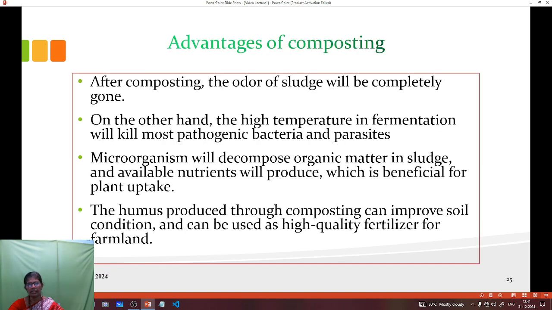As advantages, we can say that the odor will be reduced after composting. The temperature during the composting process will kill the pathogenic bacteria and also parasites. It is beneficial for plant uptake because the organic matter is converted into available nutrients, and the humus produced can improve the soil condition, and it can also be used as a high quality fertilizer for farmland.